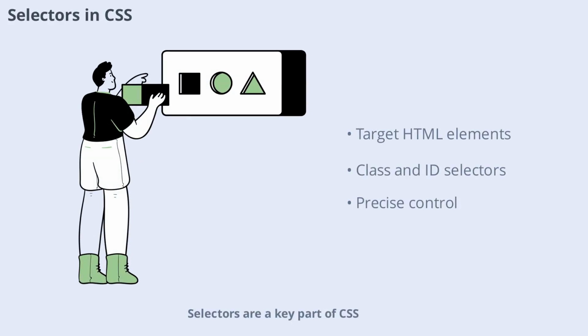Selectors are a key part of CSS. They target specific HTML elements so you can style them. For example, you can select all paragraphs with the P selector or target elements by class or ID. Mastering selectors gives you precise control over your site's design, making it easy to apply styles exactly where you want them.